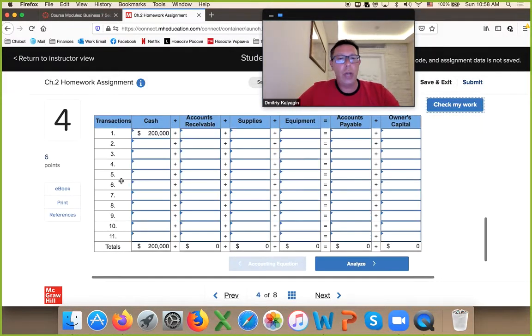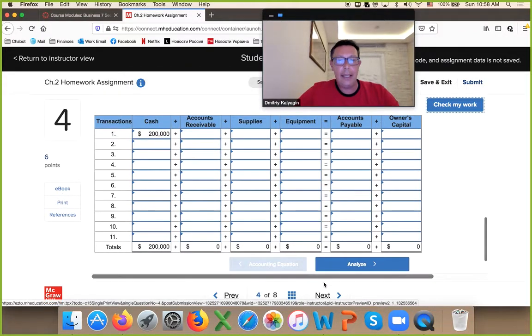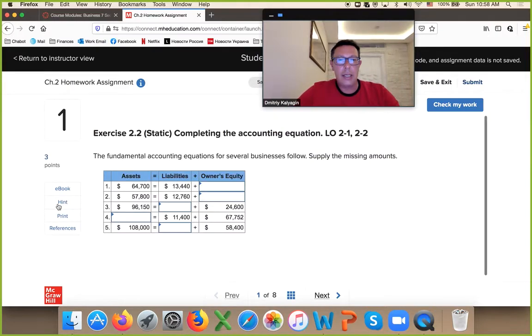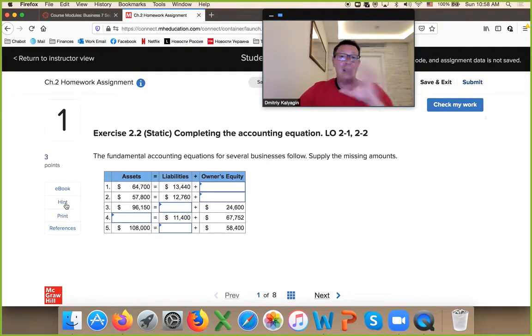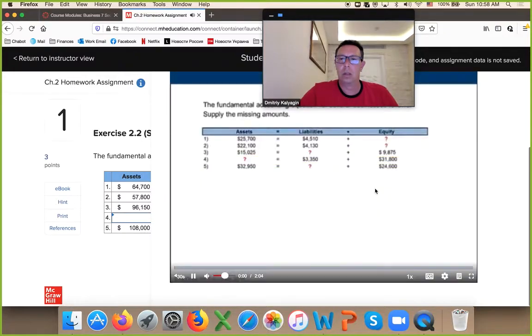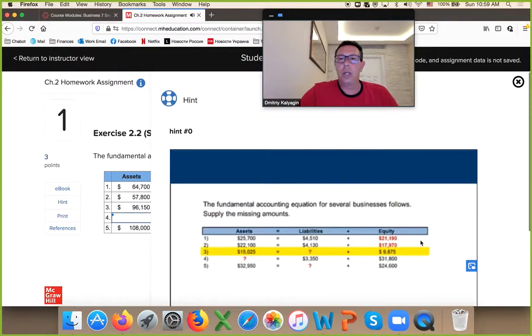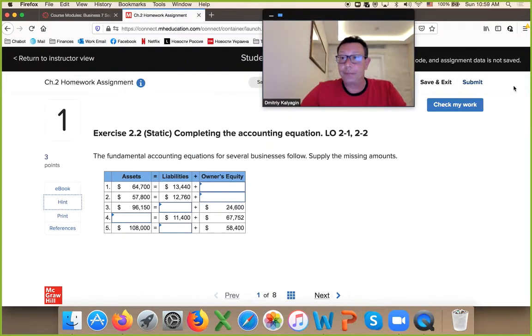Also, this problem doesn't have a hint. But like I saw in problem number 1, you see there is a hint. If there is a hint, it's beautiful. It's the same problem, just with different amounts, solved for you. The fundamental accounting equation for several businesses follows, and we're asked to supply, for company 3, we're asked to solve for the... And so you can watch it, learn how to complete it. It's the same structure of the problem, just different amounts, okay? So it's a hint. That's homework.